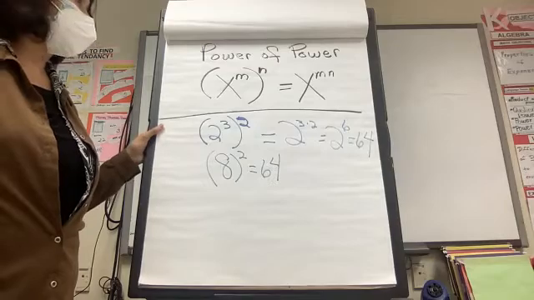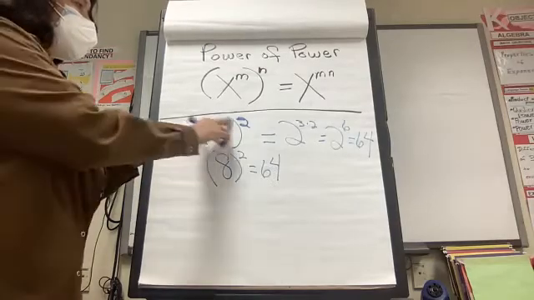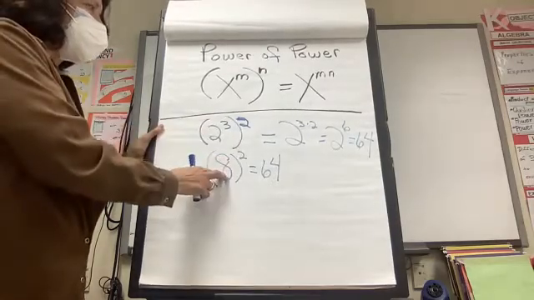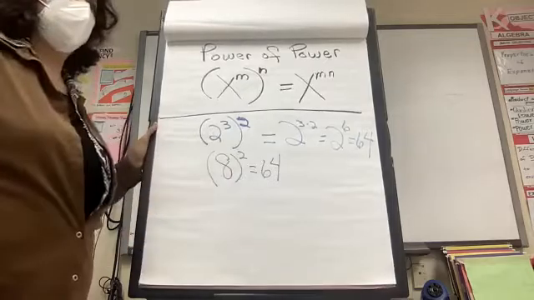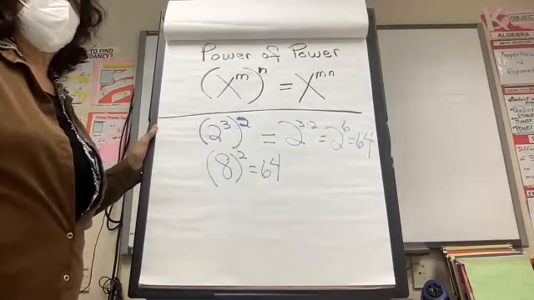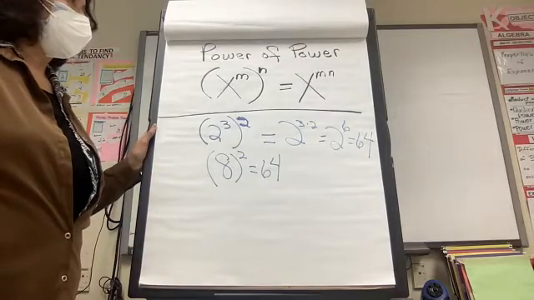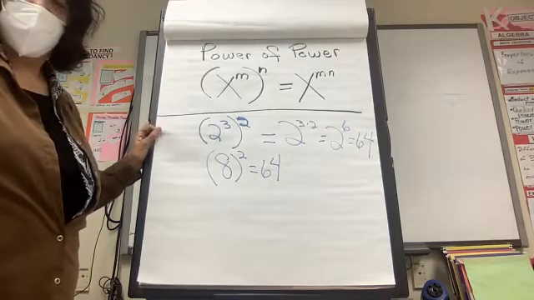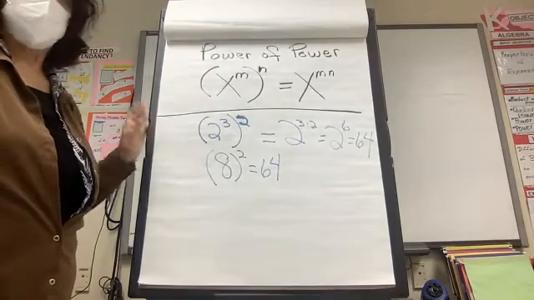And to prove that that's correct, if we did it this way, 2 to the third would be 8, and 8 squared would be 64. So there we have it. And that is it for the first 4 properties of exponents.